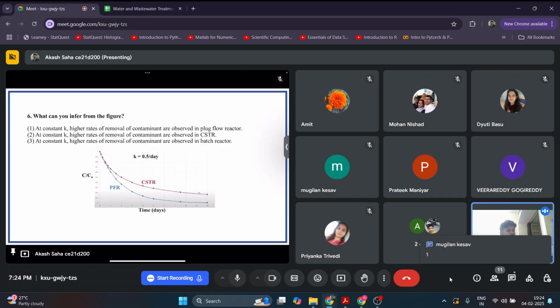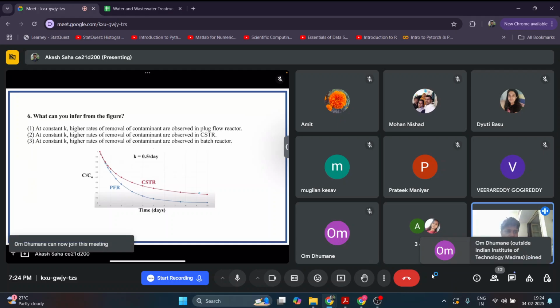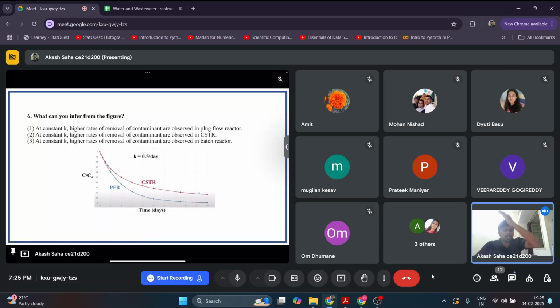Okay, so as many of you are answering, it will be a plug flow reactor. In general, as we discussed in question number 2, a plug flow reactor will be more efficient than a CSTR, right? So that is why the rate of removal will be higher, because it is more efficient. For the same amount of time and for a constant K, the removal rate of a PFR will be higher than the CSTR. So that's why that graph is going more downwards in the case of PFR as compared to the CSTR. So option 1 is correct.